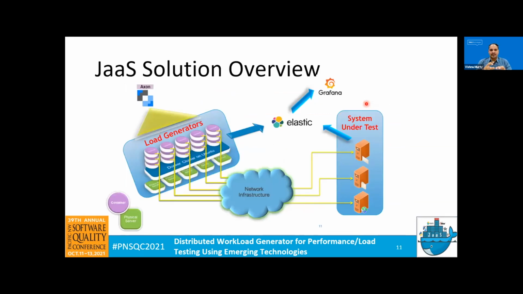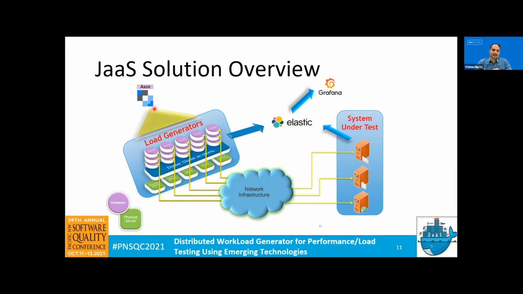So this is a pretty high-level overview of the solution, of what exactly happens. I had an animation, but I couldn't play it here, so I'm just explaining it to you. When an end user goes to Axon, the web interface, he says that he would like to run this particular workload with this many virtual users. For example, I want to run 1,000 users against a particular web application. I want to hit the load.